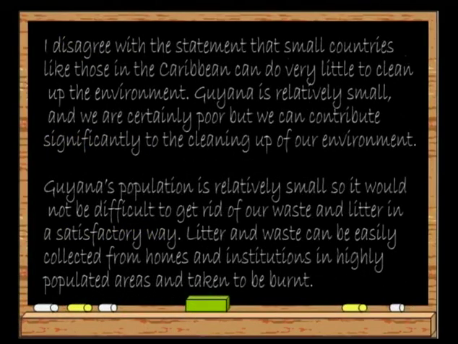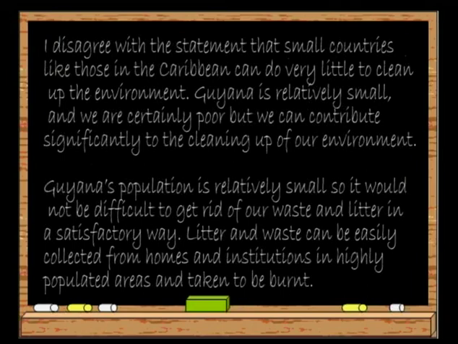I disagree with the statement that small countries like those in the Caribbean can do very little to clean up the environment. Guyana is relatively small, and we are certainly poor, but we can contribute significantly to the cleaning up of our environment.